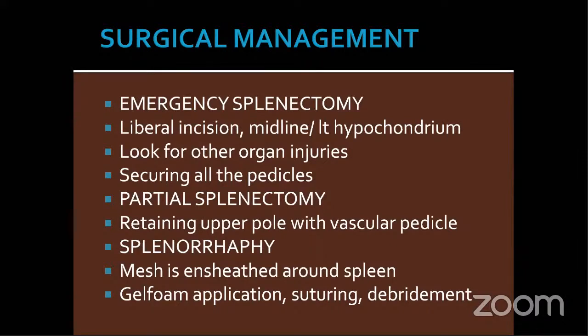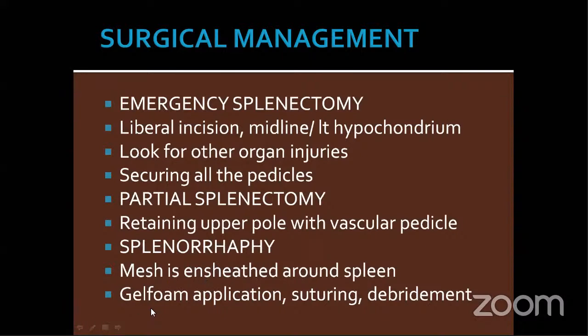So your decision is whether to go for complete splenectomy or partial splenectomy. Okay, usually the lower pole will be retained. So if at all you are planning for partial splenectomy, there will be a lower pole small pedicle, you can retain that. If the spleen is not that much damaged, if the vascularity is preserved, you can go ahead with something called splenorrhaphy. Like our herniorrhaphy, here you are not removing it, you are going to ensheath. That means you are going to wrap a mesh around the spleen and secure it, so that the spleen can be conserved.